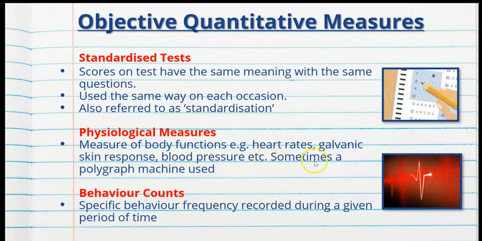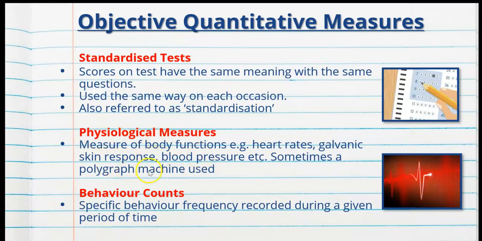So sometimes when we gather physiological measures, we actually use a polygraph machine. Now, this is incorrectly sometimes referred to as a lie detector test. Those of you that did year 11 psychology with me will know how I feel about that term. They're not accurate in determining if someone is lying or not. All it does is measure physiological responses. But they can be useful, and they do have their place in that respect.